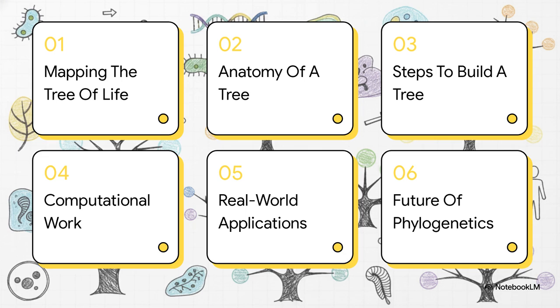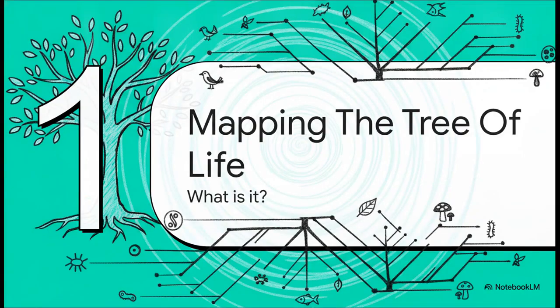We'll be looking at Section 1, Mapping the Tree of Life; 2, Anatomy of a Phylogenetic Tree; 3, Steps to Build a Tree; 4, Computational detective work; 5, Real-world biological applications; and 6, The future of phylogenetics. All right, let's jump right into Section 1, Mapping the Tree of Life.